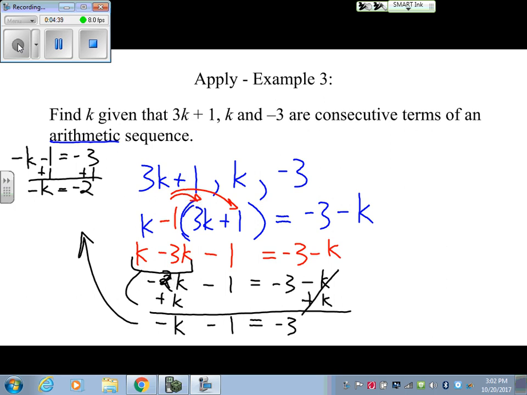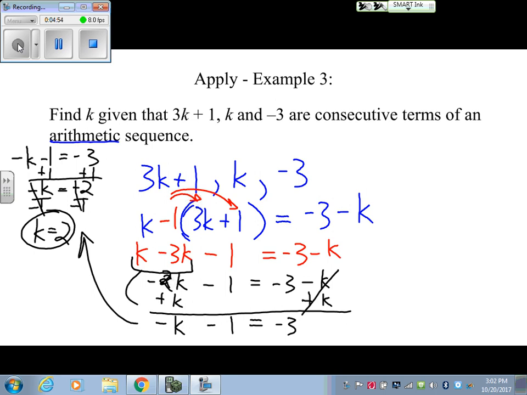Now, I don't want -k, I want just k, so I can either just cancel out the negatives from both sides or divide both sides by a -1. The 1 doesn't change anything, but the negative will cancel out the negative signs that we had, and so k is equal to 2. And that's my final answer.